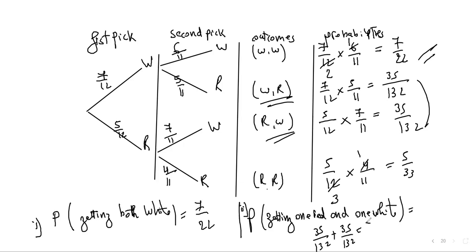So it's 70 divided by 132. Well, I think I may simplify this by 2. So 35 divided by 66, this is the probability that I'm looking for.